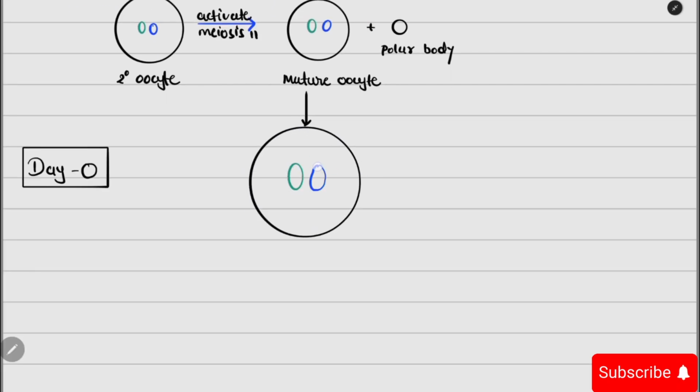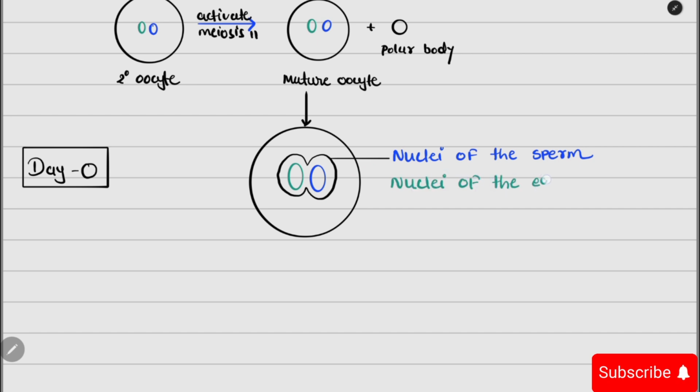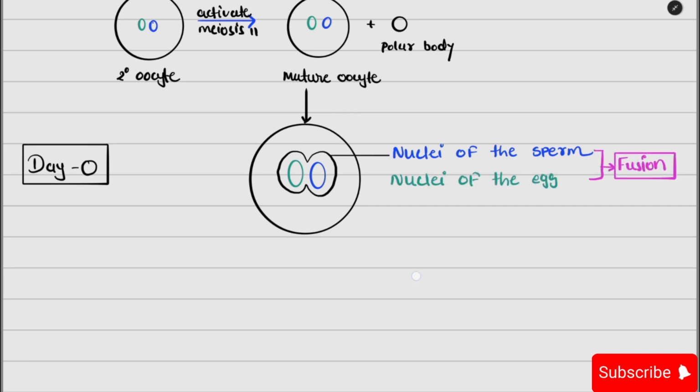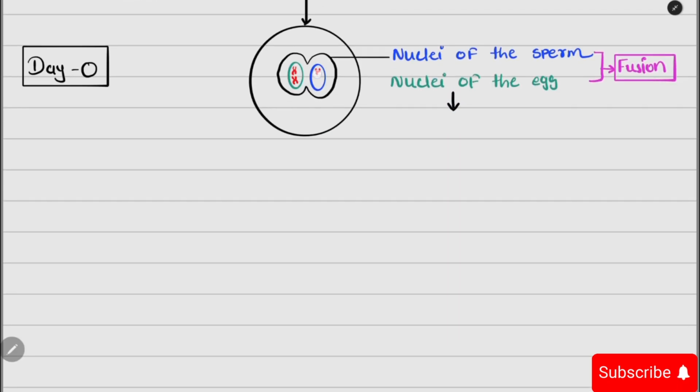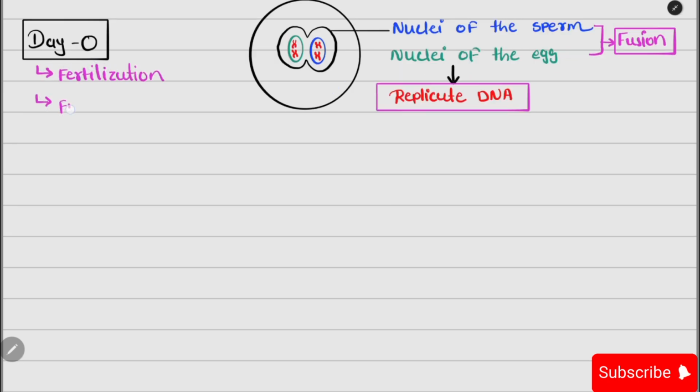At day 0, we have one mature oocyte with two nuclei, one from the sperm and one from the egg. Both nuclei will fuse with each other. As the nuclei fuse, DNA begins to replicate. Summary: Day 0, fertilization occurs. Nuclei fuse. DNA replication begins.